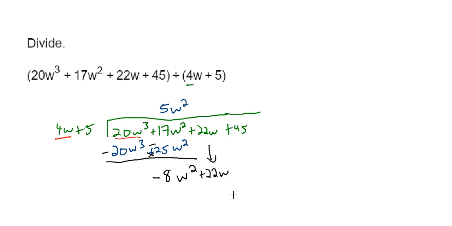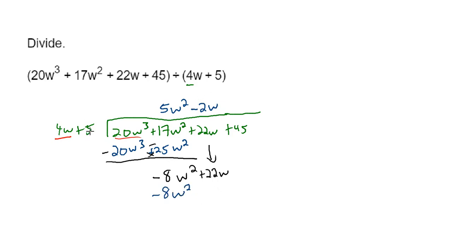I forgot to mention that in the last example. I think I just automatically did it. And then we repeat the process. What do I multiply to 4w to match the negative 8w squared? I'm going to multiply by negative 2w, right? Negative 2 times 4 will give me the negative 8. W times w is going to give me the w squared. So negative 2w times 4w gives me negative 8w squared.